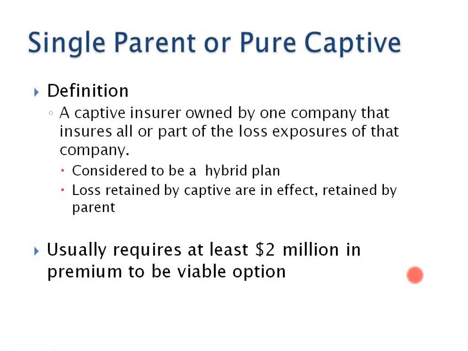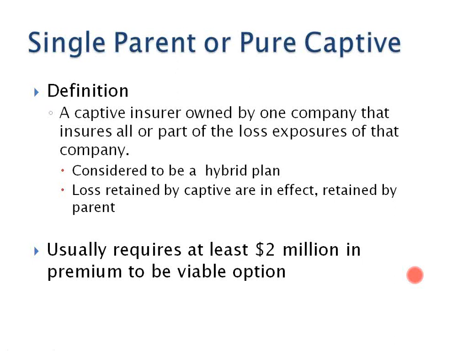So a single parent, or what's considered to be a pure captive, is a captive insurer owned by one company that insures all or part of the loss exposures of that company. It is considered to be a hybrid plan because there's retention involved, basically in the form of a captive, or the parent company, and then it also transfers. And again, the losses retained by the captive are in effect retained by the parent. That's what we were talking about before, that 250 that the captive retains, essentially it is the parent that's truly retaining those losses.